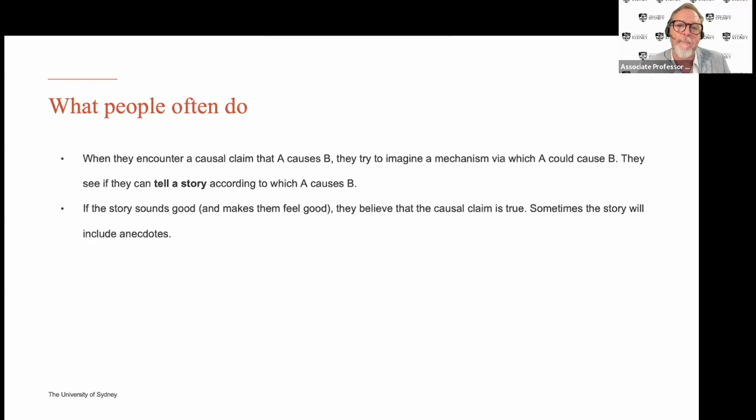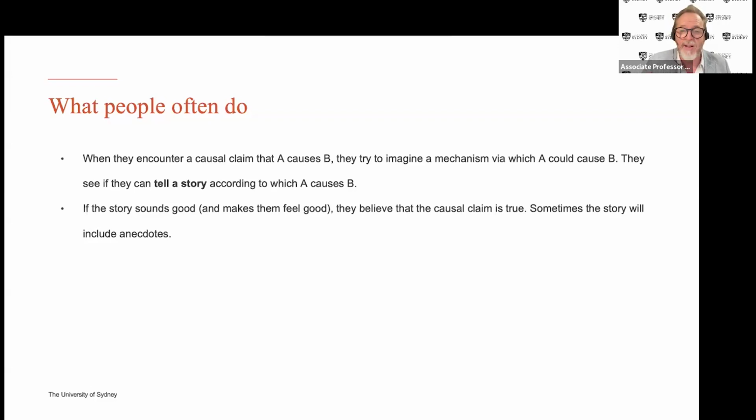So if you can imagine a mechanism via which A would cause B, if you can tell a story which sounds plausible where A causes B, for many people, that's enough to convince them, yep, A does cause B. Right? If the story sounds good, and often if the story makes them feel good, or if it fits with their pre-existing attitudes and beliefs, they think that causal claim is probably true. And when people ask causal questions like this, very frequently they'll include anecdotes in their story. So individual examples that they are familiar with, perhaps from their own lives.